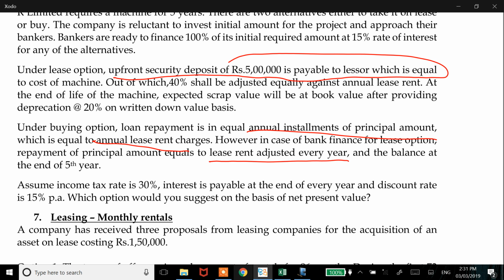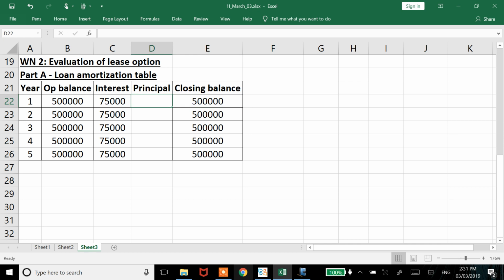That is, if I have to pay a rent of 1 lakh, I will not pay rent of 1 lakh, I will pay only 60,000. So my principal payout every year is going to be whatever is the amount getting adjusted. They are saying 40,000, 40,000, 40,000, 40,000, and in the end I'll pay. This is how I'll repay the loan. The principal amount is equal to lease rent adjusted every year.